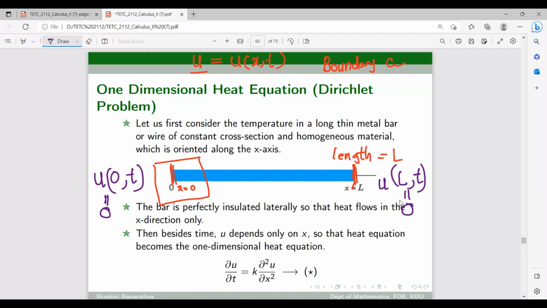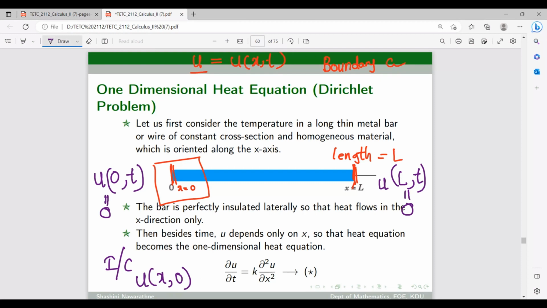As I mentioned earlier, initial means time is equal to 0. So what should be the initial condition then? The temperature at any point of x when the time is equal to 0. So we can write the initial condition, IC, as temperature at any position of x when the time is equal to 0. So we can identify this as the initial temperature.